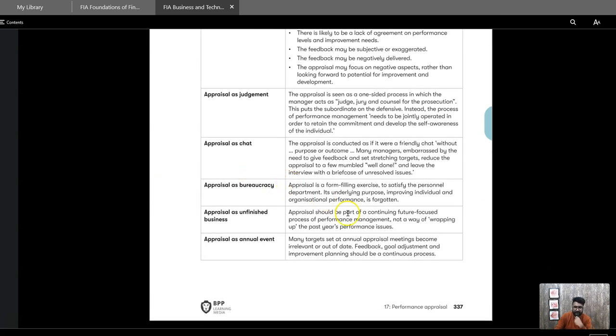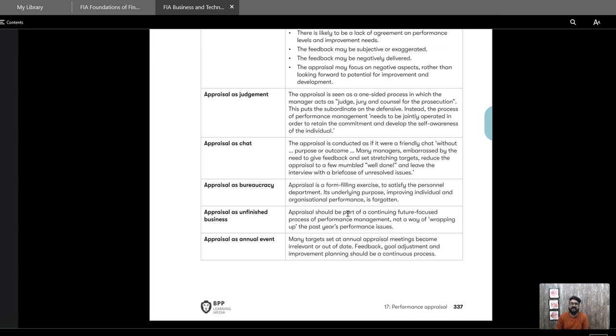Appraisal as bureaucracy. Appraisal is a form-filling exercise to satisfy the personnel department. Its underlying purpose, improving individual and organizational performance, is forgotten. So bureaucracy is something which has to be vanished, because someone thinks that if Manoj sir is doing the performance appraisal, I will be getting good marks or a clean sheet. No. We are forgetting about the objectives. We are forgetting about the organizational performance. Why are we actually doing performance appraisal? This we are forgetting.